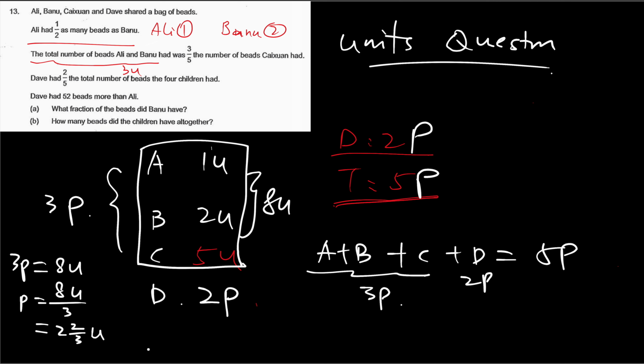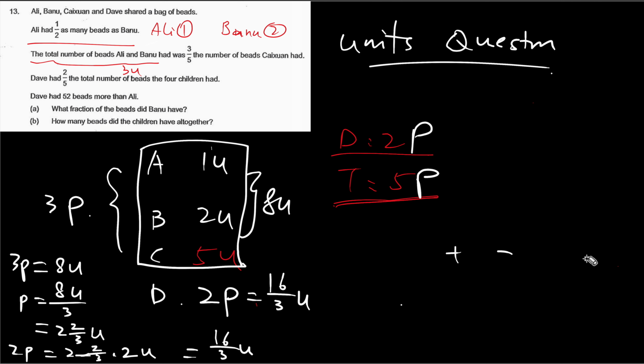Once you get this, then you put it. So P is 2 and 2/3 U. So 2P is 2 and 2/3 times 2U. So this will give you 16 over 3 U. Therefore this one is actually equal to 16 over 3 U. So with this you can find the answer already.